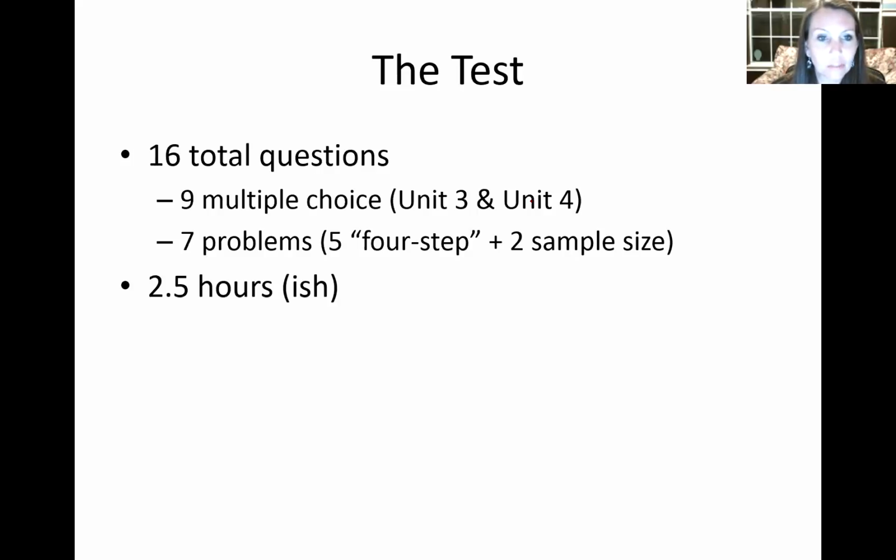So after the multiple choice, there's 7 problems. In those 7 problems, there's 5 of the 4-step method problems. These are going to be very similar to the last 2 pages of test number 3, the last exam, where basically on the top part of the page, you're going to do the test of significance, and then at the bottom of the page, you're going to do the confidence interval for the same data. And then after those 4-step problems, there's 2 sample size problems where you just have to calculate what sample size you would need for a desired margin of error.